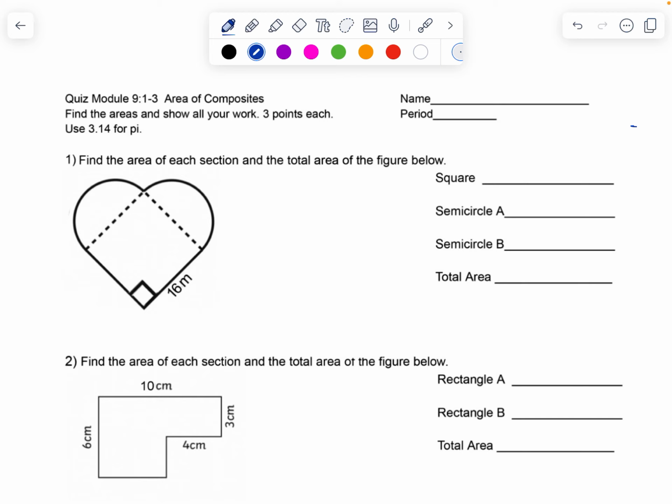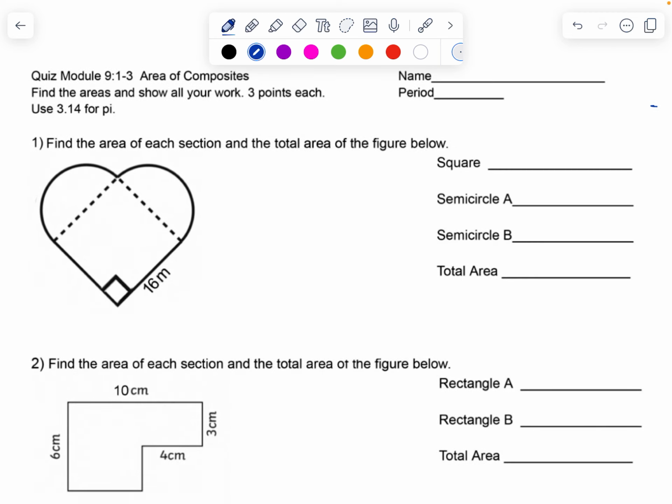You might be lucky and this might be the one that you had, but most of them are the same shapes, just with different numbers. So follow along even if this isn't your exact quiz to get an idea of how to do these on a retake. All right, so we are finding the area for all of these.